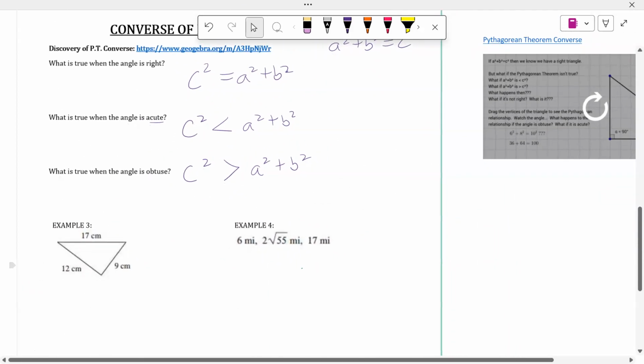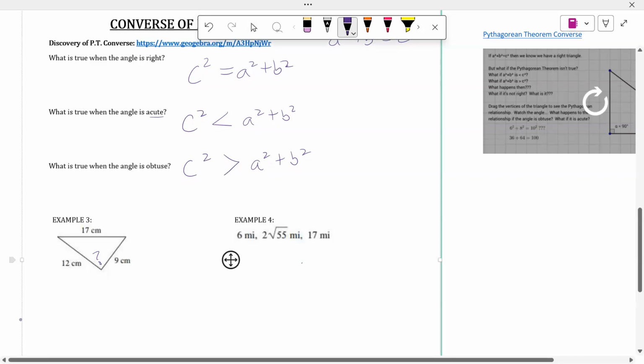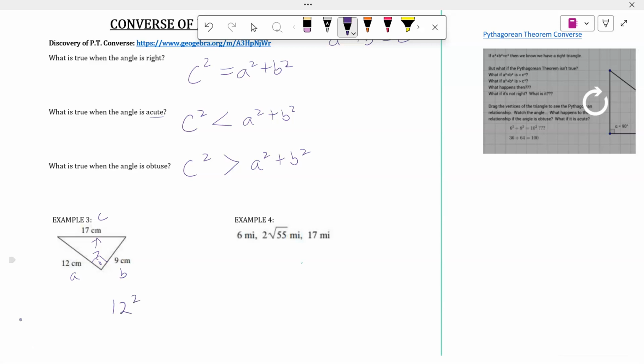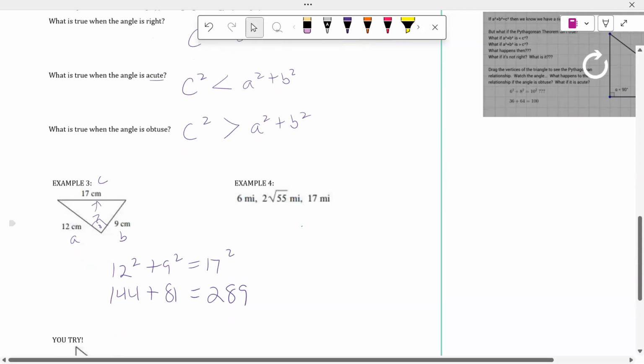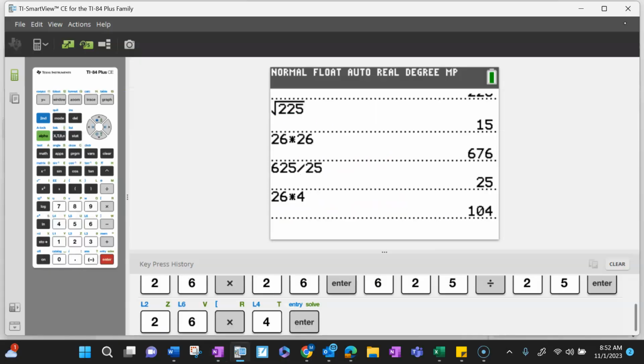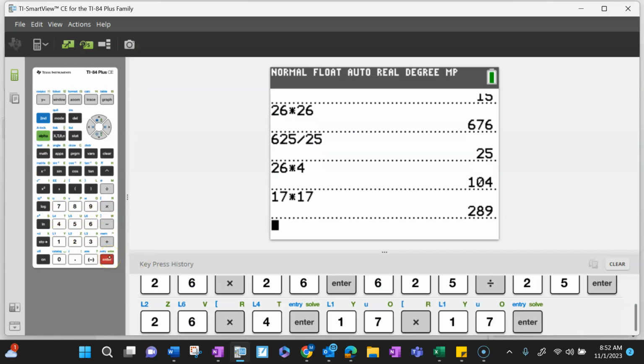So first thing I'm going to do is we're wondering, okay, is this a right triangle? Just because it looks like it doesn't mean we know for sure. So let's check it out. If this was indeed the right angle, this would have to be the hypotenuse. It has to be c, and from there it doesn't matter which one we call a and b. So I'm thinking 12 squared plus 9 squared should equal 17 squared, which would be 144 plus 81 equals, I want to say that's 289. Let's just check with our handy dandy calculator to be safe. 17 times 17, 289.